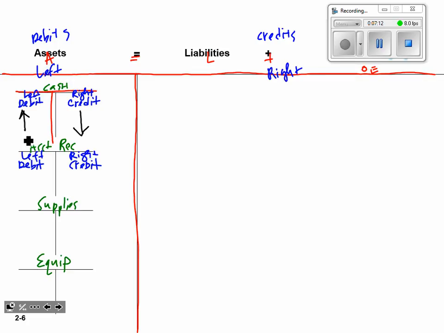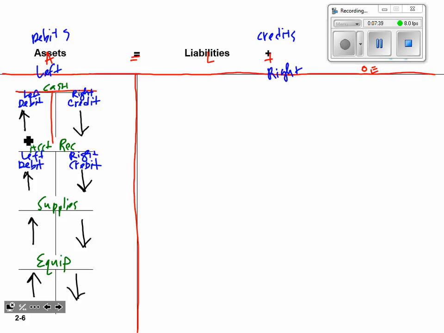Okay. So an asset increasing is a debit. An asset decreasing is a credit. That's the same all the way down. What's the easiest way to remember this? Assets are on the left side of the big T. Left means debit. Each of these have a left side. So that's where the debit is, or that's where the increase is.